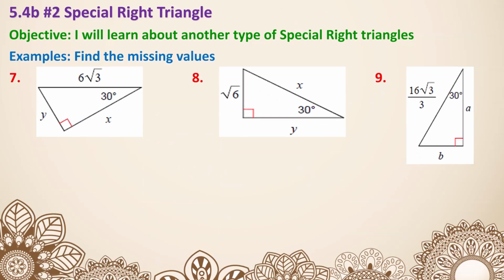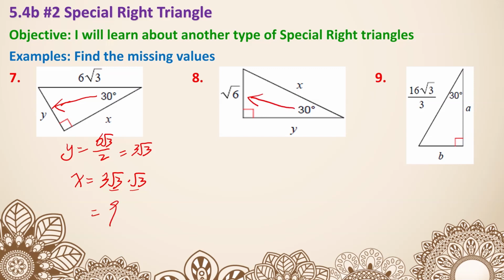Moving on, number 7. This time you're given a hypotenuse. Let's find the short leg first. Since y is facing the 30 degree, that's the short leg. So y is 6 square root of 3 over 2, which is 3 square root of 3. Then x is going to be that times the square root of 3. These two make up a 3. So 3 times 3 is a 9.